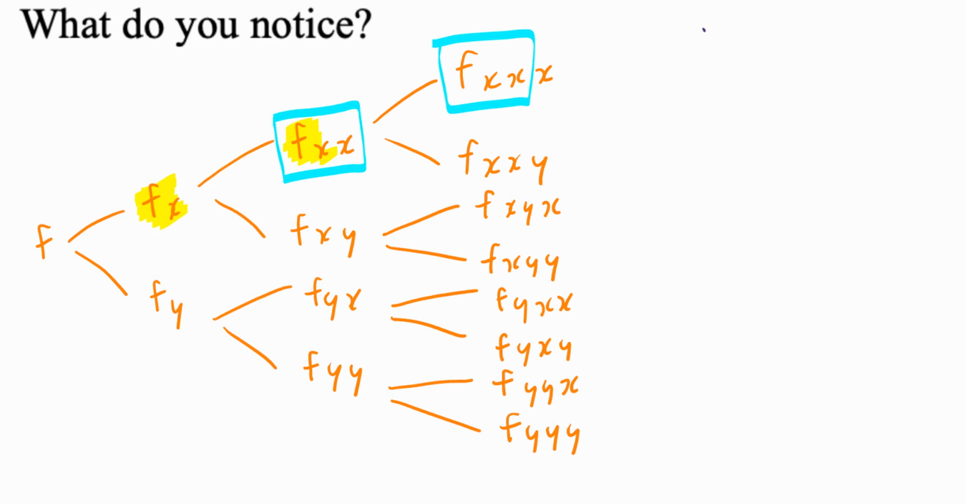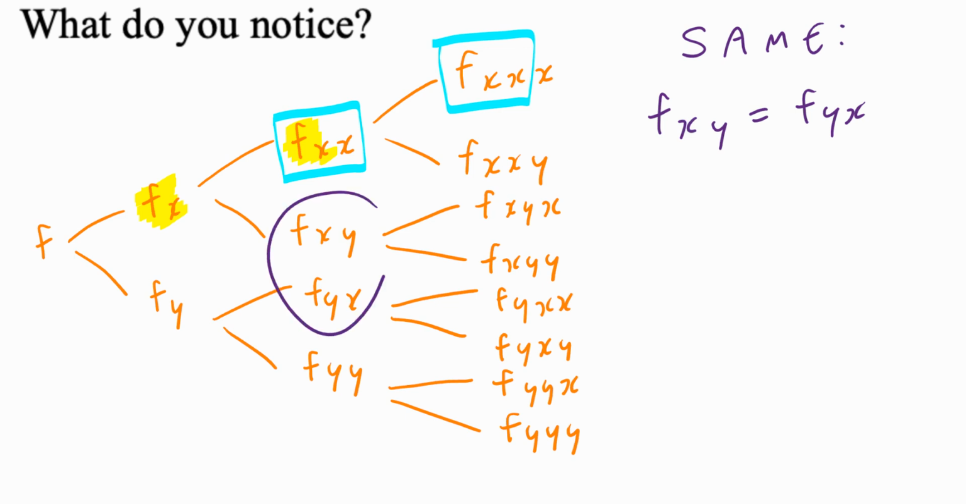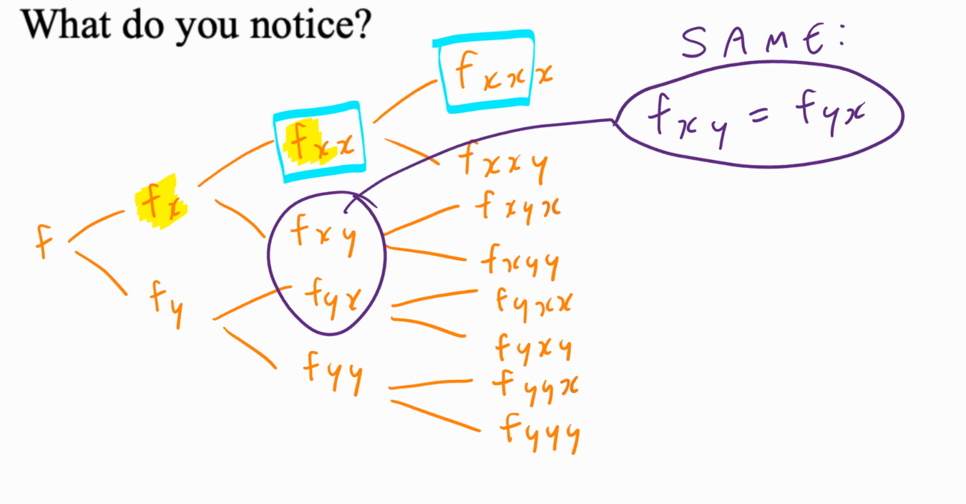Idea number one, the following groups are the same. Here's the first group. If I think about fxy and fyx, these are the same, and I'm going to color code them. So fxy and fyx are the same. This means if I took the derivative with respect to y of fx, or I took the derivative with respect to x of fy, the final answer is the same. And again, we'll demonstrate this in a moment.